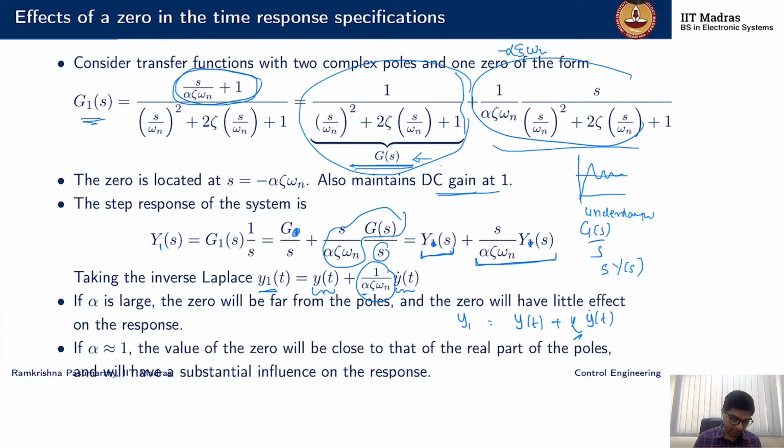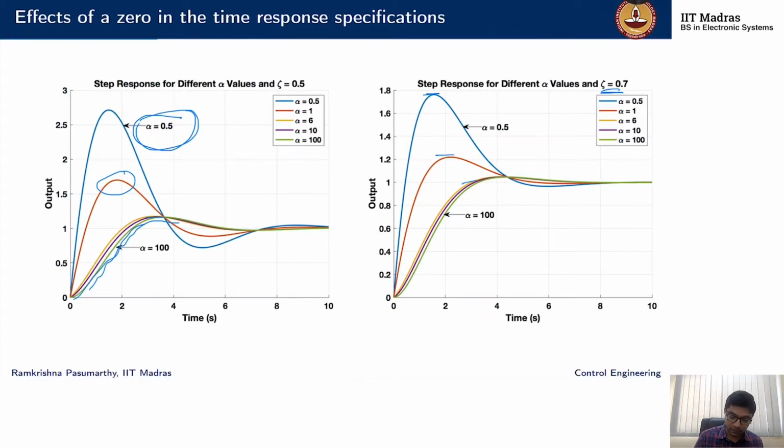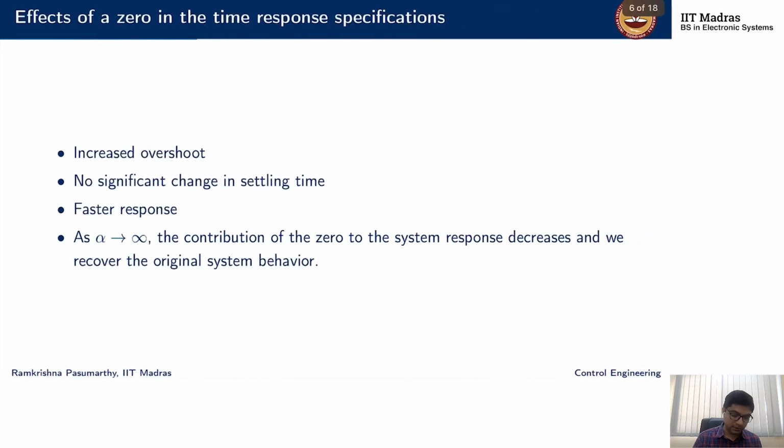So if alpha is large, the zero will be far from the poles, and the zero will have less effect on the response. If I draw on the complex plane, here are my poles, and as alpha goes very large, my zero is somewhere here. This has very little effect on the system response. So what do I observe from here? Just adding a zero resulted in an increased overshoot.